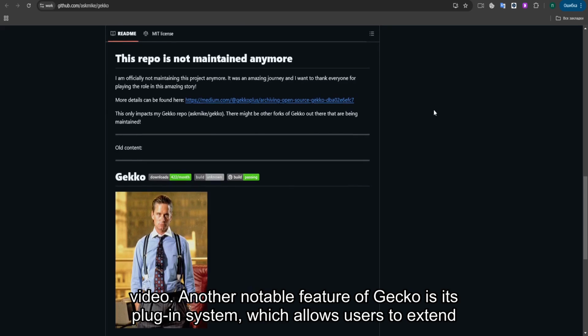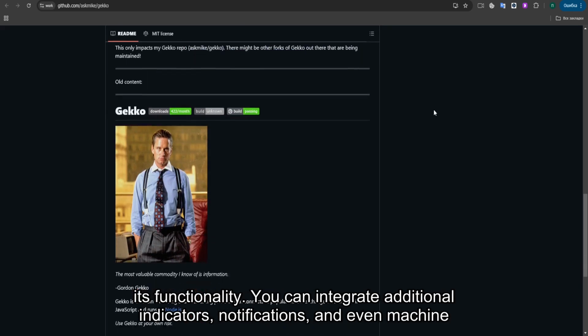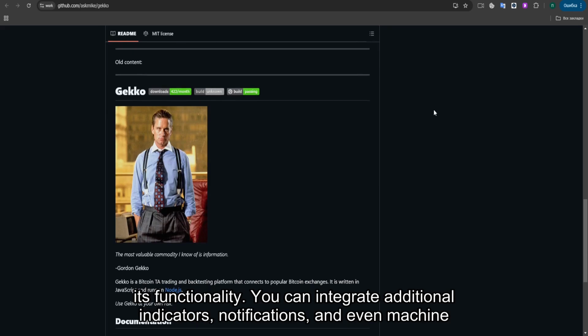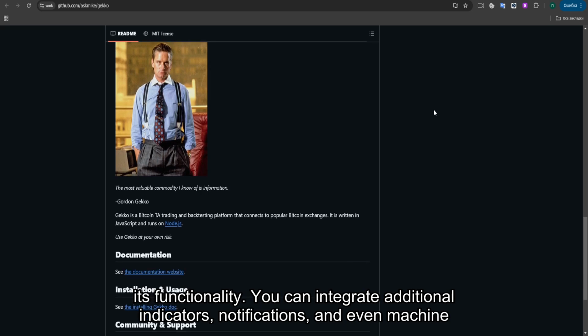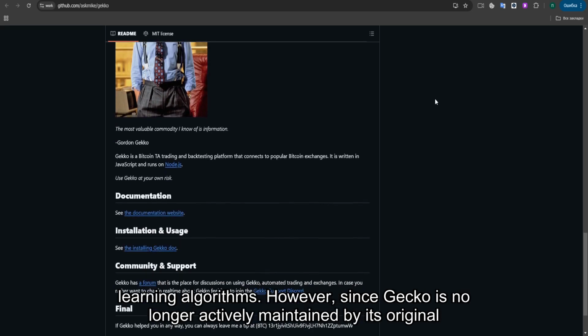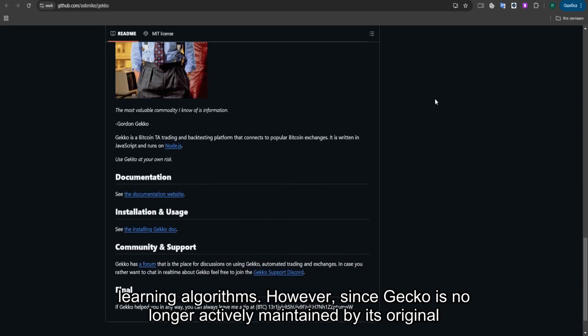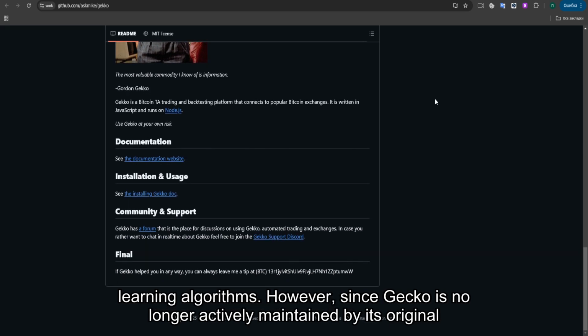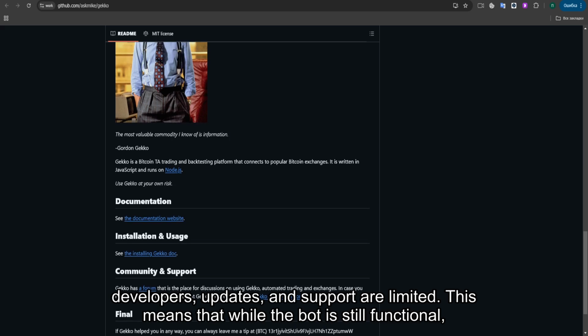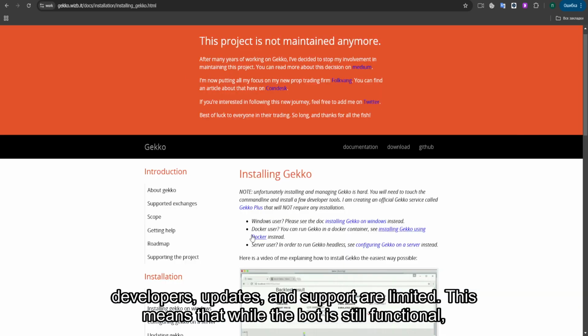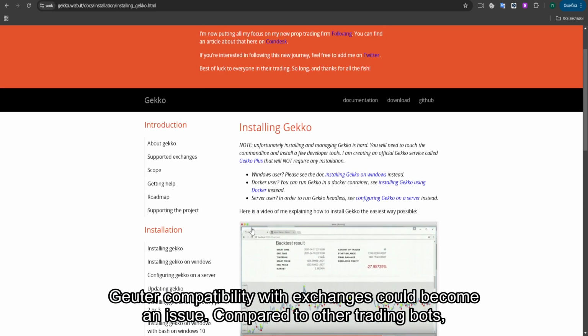Another notable feature of Gekko is its plugin system, which allows users to extend its functionality. You can integrate additional indicators, notifications, and even machine learning algorithms. However, since Gekko is no longer actively maintained by its original developers, updates and support are limited. This means that while the bot is still functional, future compatibility with exchanges could become an issue.